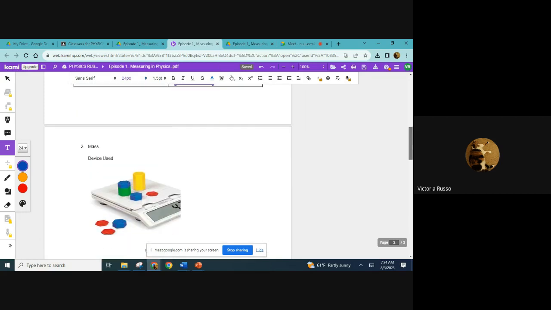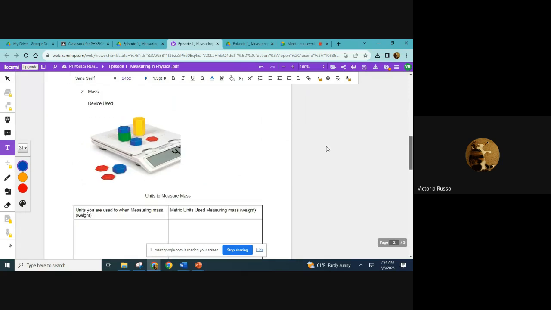All right, our next thing, which we're going to be using in our first lab, is mass. The device uses a scale, and we have some nice digital scales that you're going to use. One of the first things we're going to learn is the difference between mass and weight.